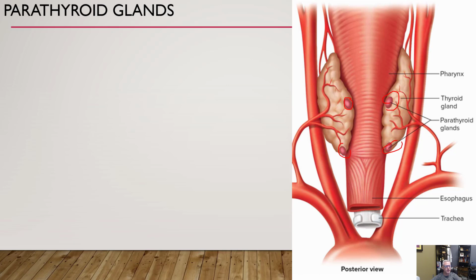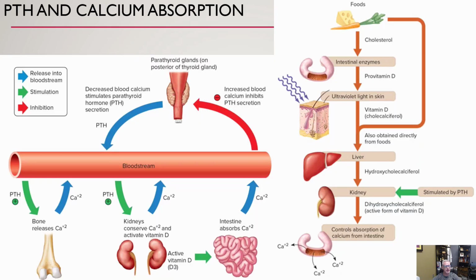All right, moving on. So here's PTH and calcium absorption. Here, intestinal enzymes convert the cholesterol from the food to the inactive provitamin D. Ultraviolet light in the skin converts provitamin D to vitamin D, which is called cholecalciferol. It's also obtained directly from foods. The liver changes the vitamin D to hydroxycholecalciferol, which can be changed in the kidneys into the active form of vitamin D, dihydroxycholecalciferol. And this step needs PTH in order to do so. And the active vitamin D controls absorption of calcium from the intestine.